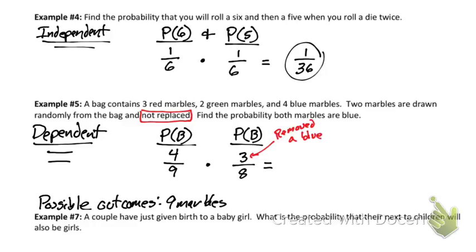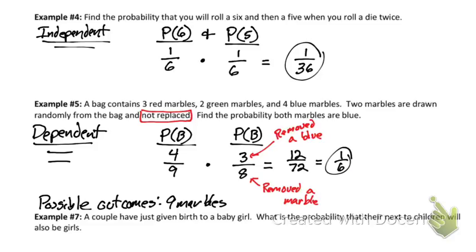And this is because I removed any marble. It doesn't matter if it was a blue, red. I just removed a marble. I was listening. I just had a dyslexic moment. Okay. All right, that's going to equal 12 over 72, which is actually going to equal 1 over 6.